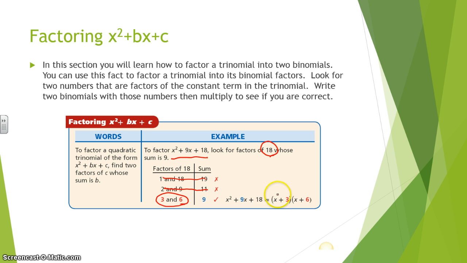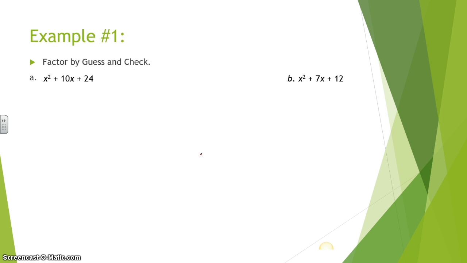And you can check your work by using the FOIL method, to make sure you did it correctly, and if you did do it correctly, then you would end up with this trinomial. So let's get into some examples.